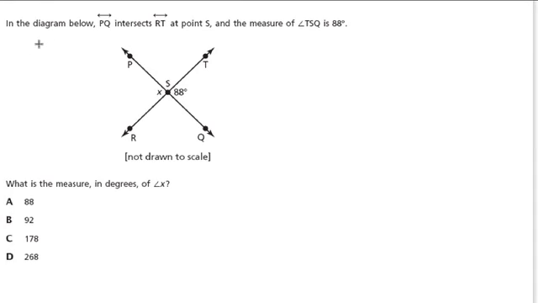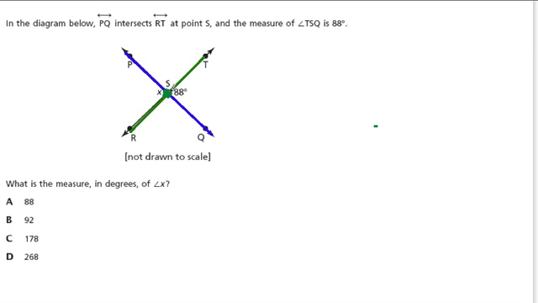This problem tells us that line PQ intersects line RT at point S, and the measure of angle TSQ is 88 degrees. So let's just find these things. PQ is right here. That's one line. Our other line is RT, so follow the points R, T, and they meet at point S.